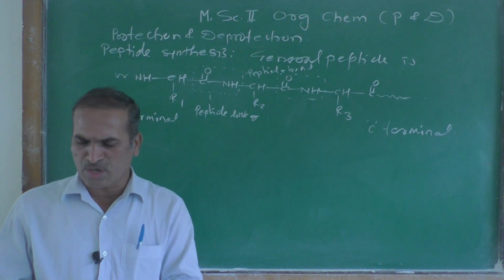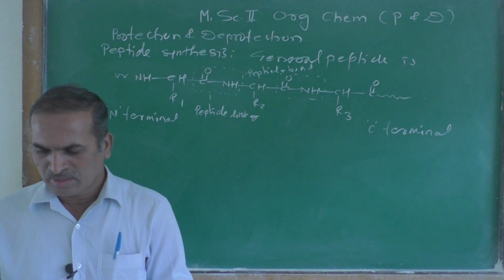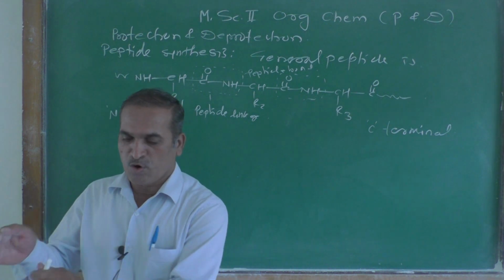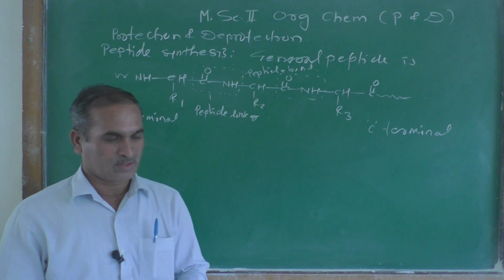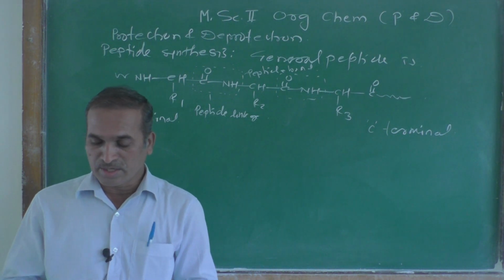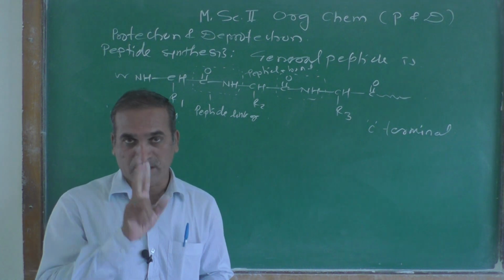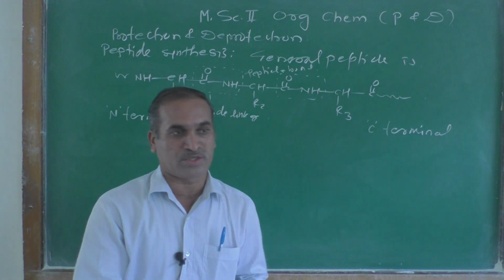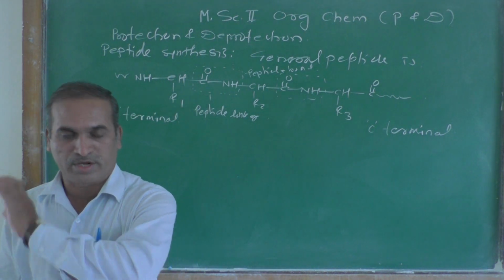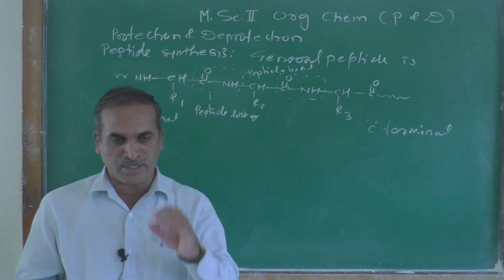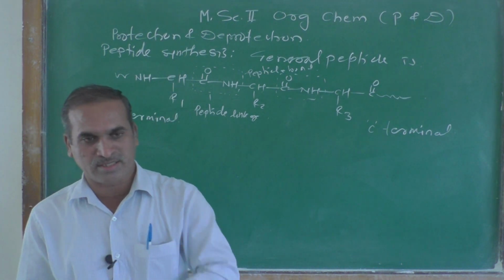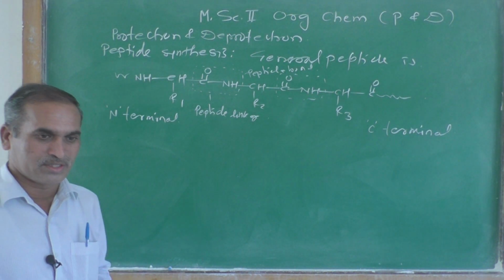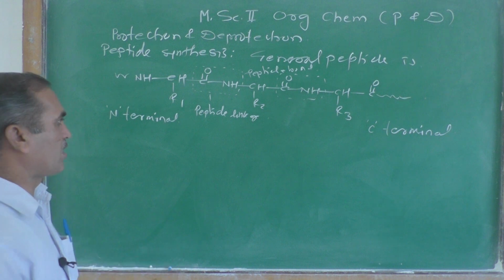Now, condensation of two amino acids leads to the formation of four different products. How are we getting these four different products? Let us see. Generally, we are considering two different amino acids.